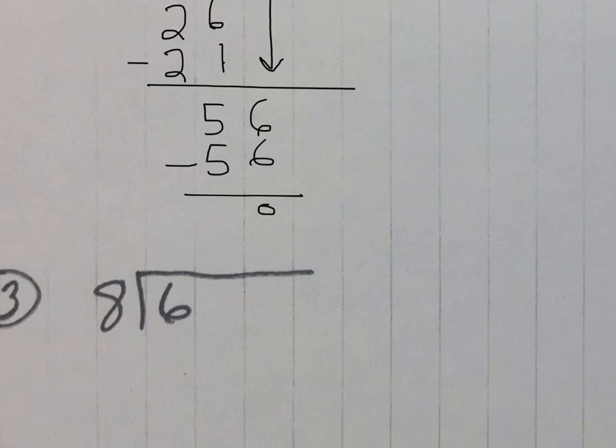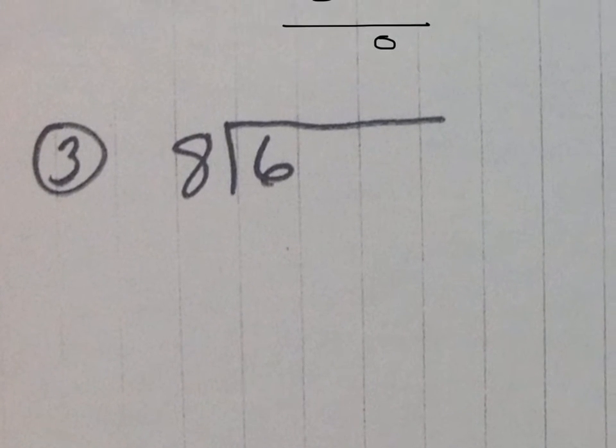Alright, let's go to number 3. Alright, what I see here is I see an 8 and a 6. And I know that I can't get any 8s into this 1/6. So, here's where it gets a little tricky. I also know that if I put a decimal here and a 0, I haven't changed it at all. But I make it able to be divided by 8. Okay? So, I see I have a decimal now, so I put that on top.